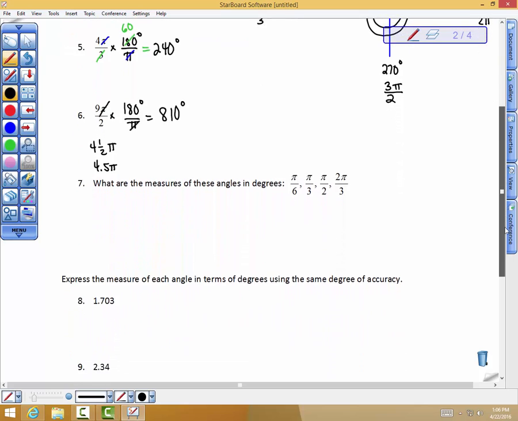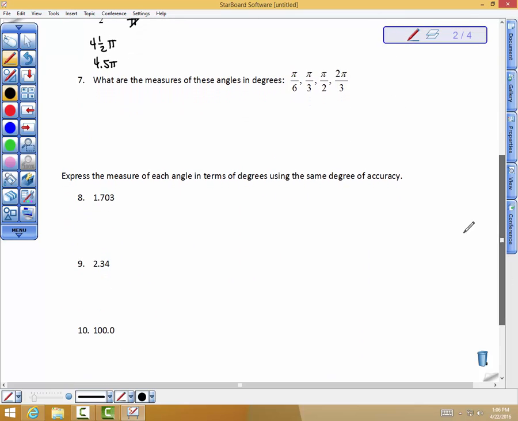Let's go ahead and just do a few more things. Find the measure of these angles in degrees. I don't actually want to do it because it's just taking pi over 6 and multiplying by 180 over pi. Canceling that out, and 180 divided by 6 is a 30 degree angle.